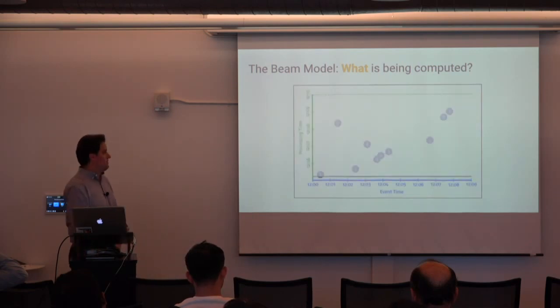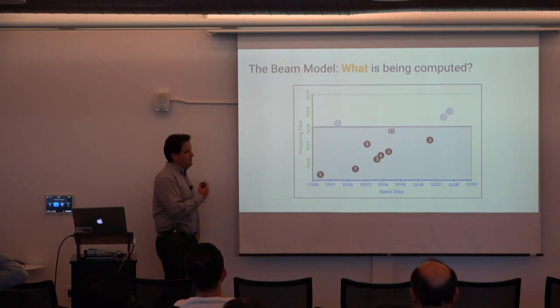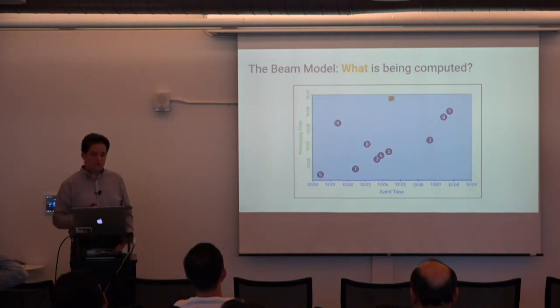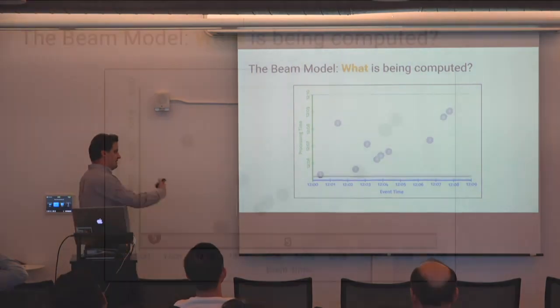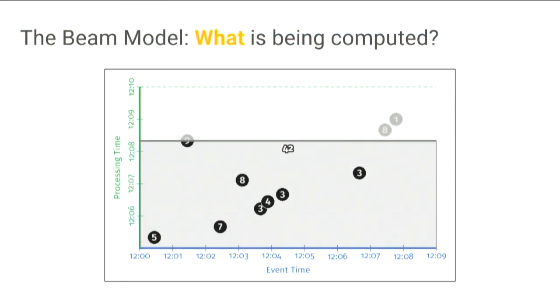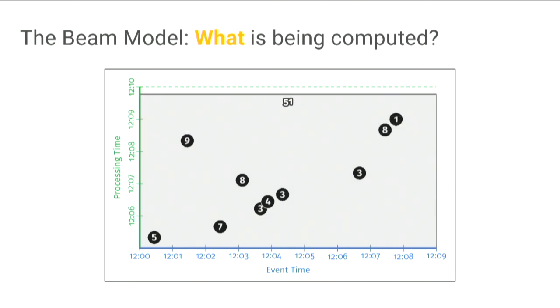So let's see how this pipeline works. Now we see event time and processing time as before. We see a running line over processing time representing our system processing elements, encountering new events, and figuring out the sum.